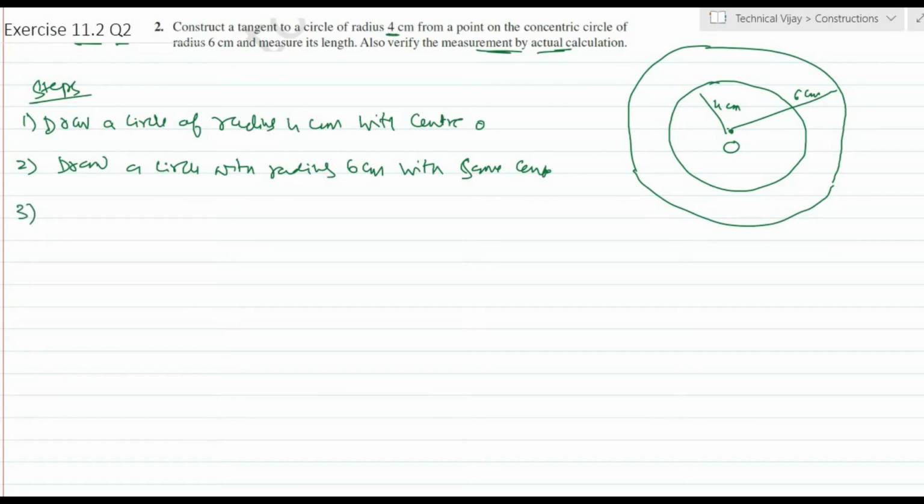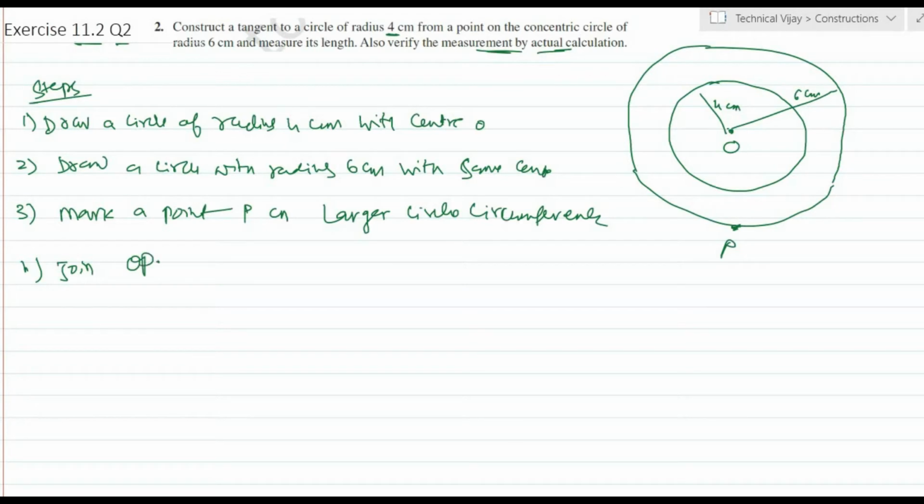So now the third point is mark a point P. Mark any point P here. This is point P. Mark a point P on the larger circle, on the larger circle circumference. This is the construction. So after that, now join OP. Join OP. Okay. So this line we have to join.